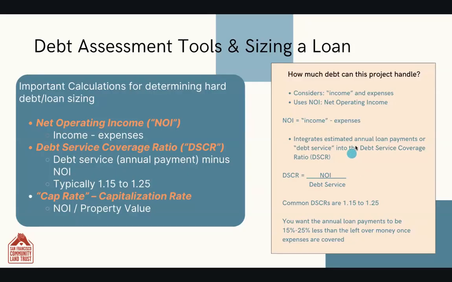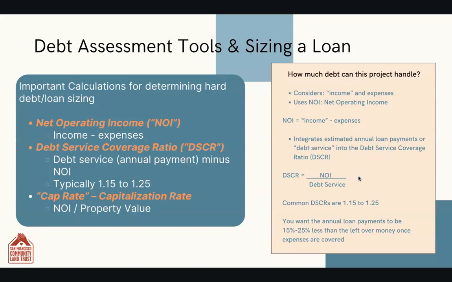So just to back up a second. The annual loan payments is what we also like to call the debt service. That's kind of the most common way it's referred to. And so then we've got the debt service coverage ratio, right? So this is going to be the NOI divided by the debt service.